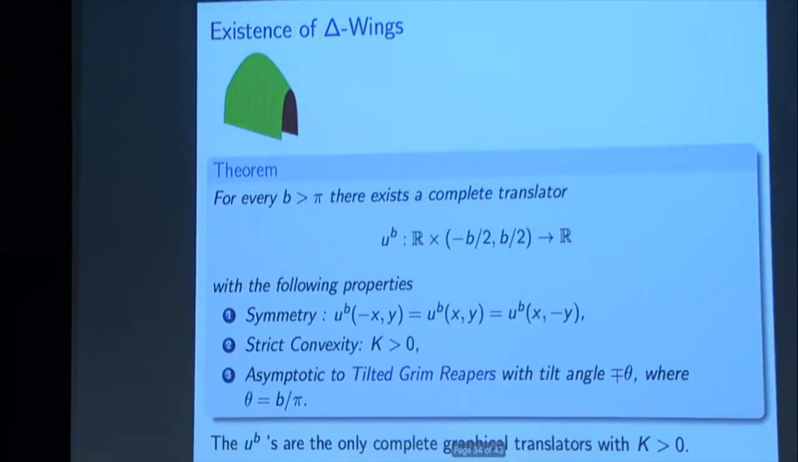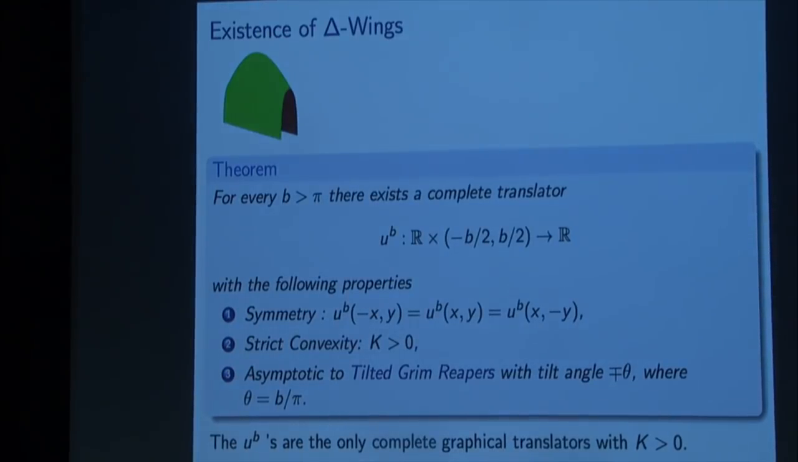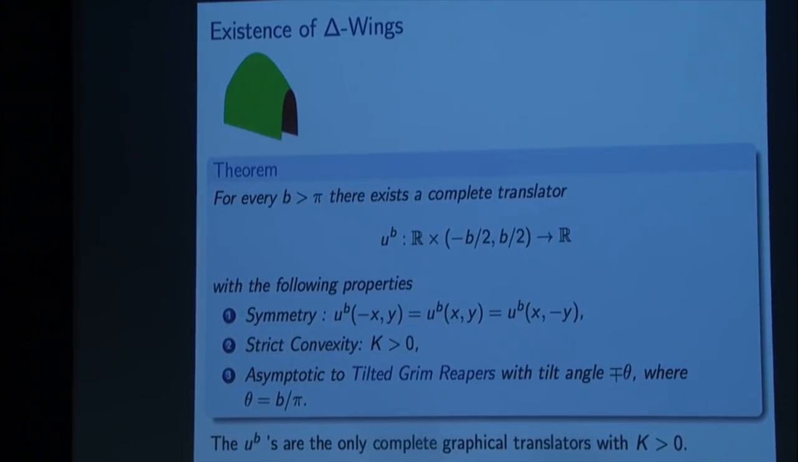It looks like that. And you can show easily that it's strictly convex. As I pointed out before, you get one for each width bigger than pi. When the width goes down to pi, you get basically something that's not tilted, so it's a Grim Reaper. When it goes farther and farther out, you get the bowl soliton.